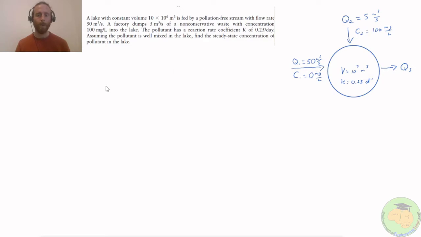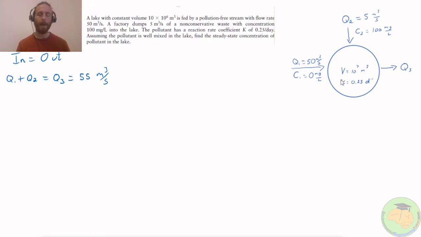So the way we're going to do this, we're going to start the same way we did the last one. We're going to start with the water balance because we know that the water going in is equal to the water going out, and that'll let us find Q3. In equals out. Q1 plus Q2 equals Q3. And Q1 plus Q2, that's 50 plus 5, so Q3 equals 55 cubic meters per second.